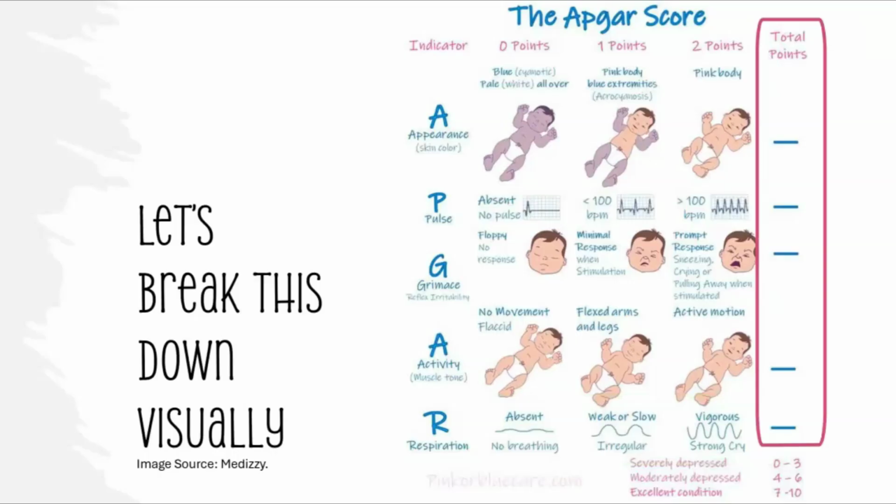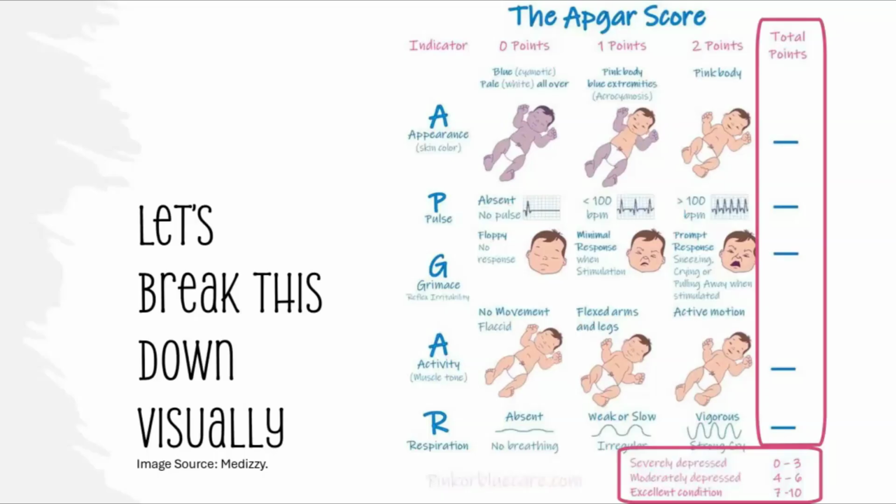When you add up each of these points, you should get a total that you can look at right here to see where it falls. A baby with a score between 7 and 10 is considered to be in excellent condition and adapting to extrauterine life very well. A baby with a score between 4 and 6 is moderately depressed and may require some intervention. An infant with a score between 0 and 3 is severely depressed, and this is a sign of an emergency. The nurse should immediately call a code.